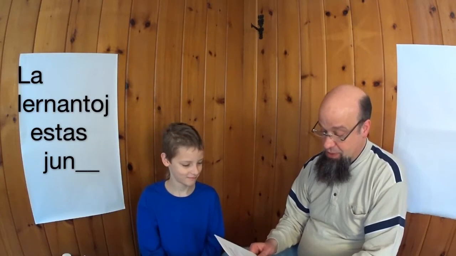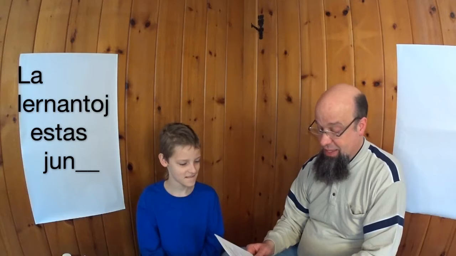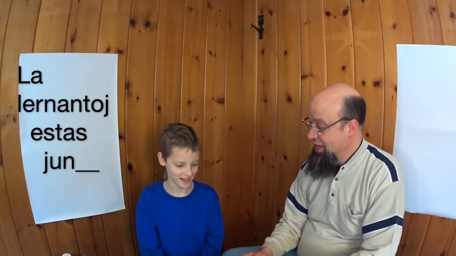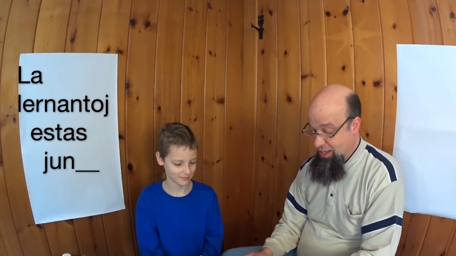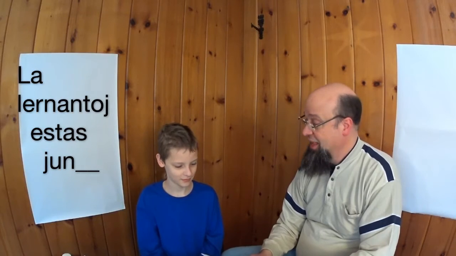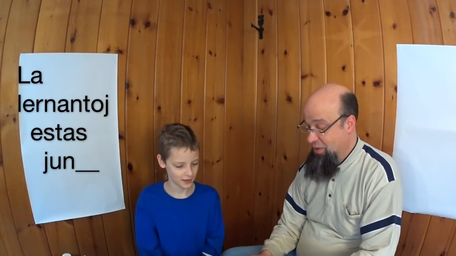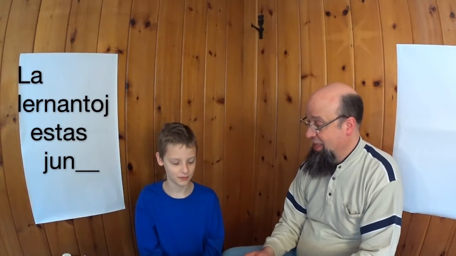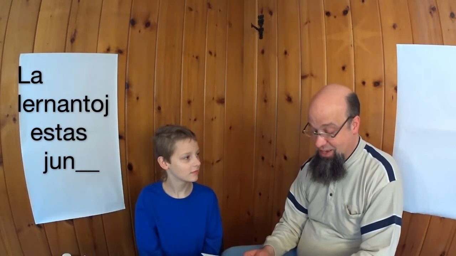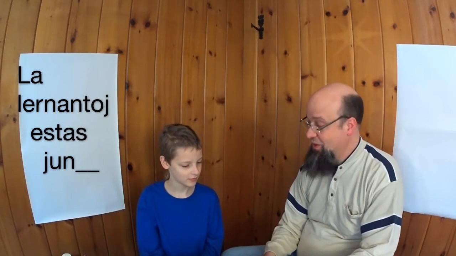Here's one: the pupils are young. La lernantoj estas jun. Yeah, what ending goes? We're talking about la lernantoj, and they're young. So what ending has to go on there? A. It's an A because it's an adjective, and because they're lernantoj, you need to get that J. Yeah, so lernantoj estas junaj.